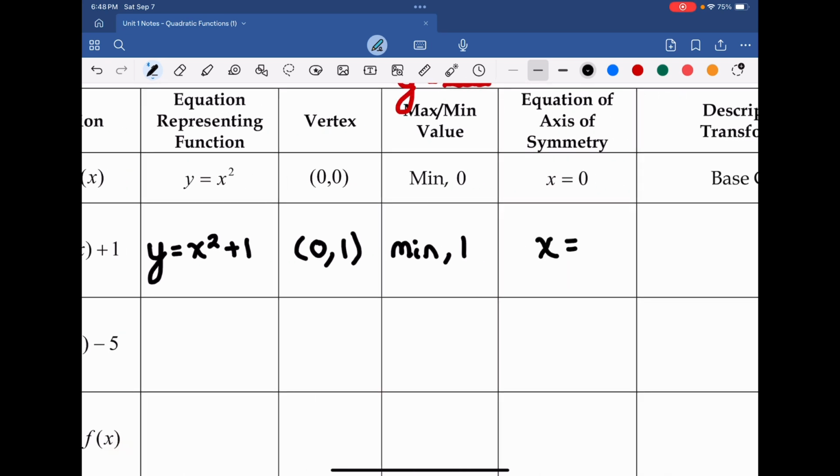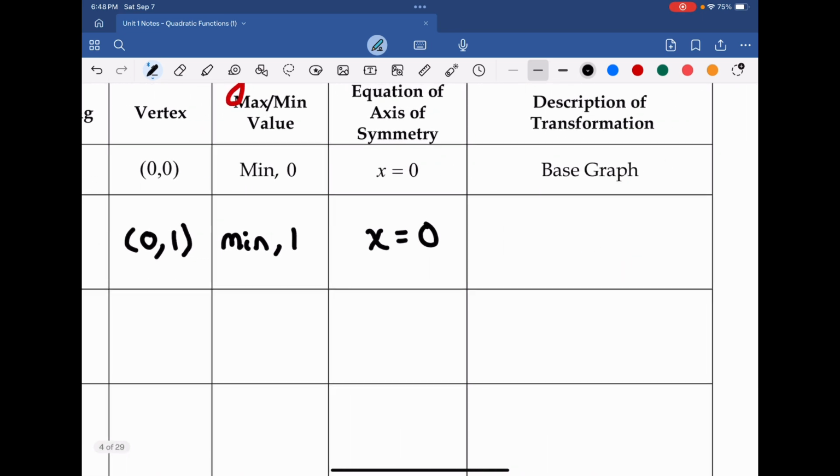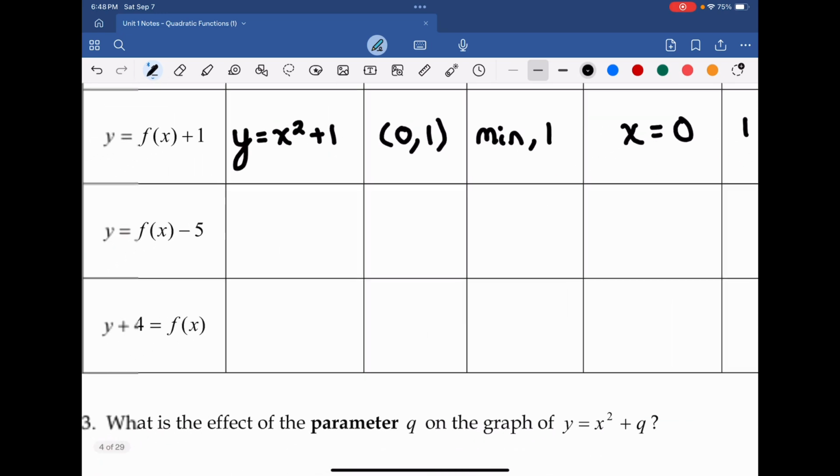The equation of the axis of symmetry, well, it's still divided in half by x equals 0. It didn't shift left or right. The graph only moved up or down. So it's still x equals 0. And then what is the description of the transformation? The units were 1 unit upward. Or you can just simplify it as 1 unit up. All right, let's go to the next one here.